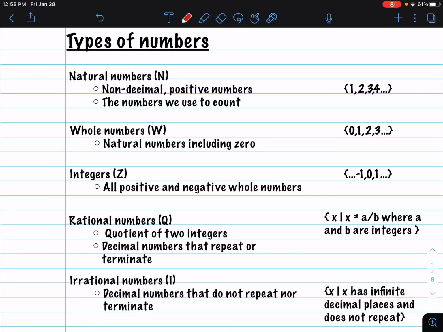Hello and welcome to another riveting adventure in algebra, and today we are talking about types of numbers. To talk about, categorize, and group numbers, we'll be using sets.